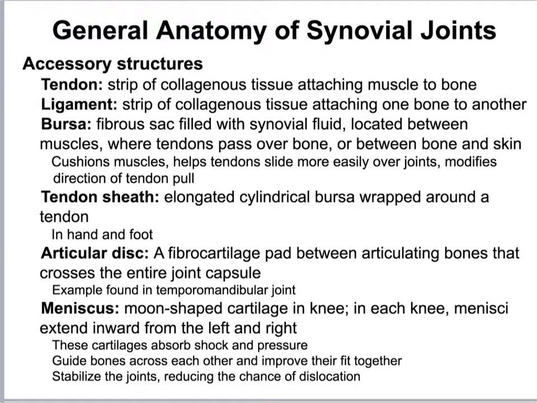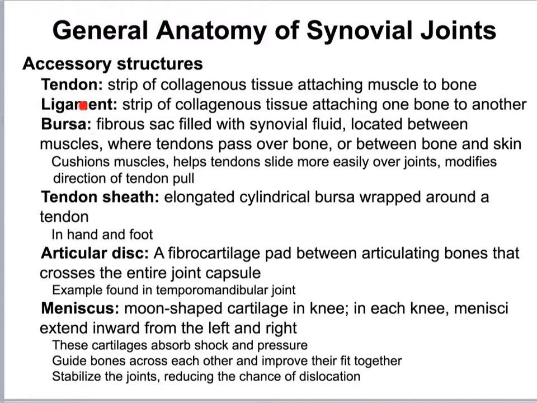So in general, there are some accessory structures to your joints as well. Tendons, which are collagenous tissue, usually dense, regular connective tissue that attaches muscle to bone. Ligaments, which is dense, regular connective tissue that attaches one bone to another bone.